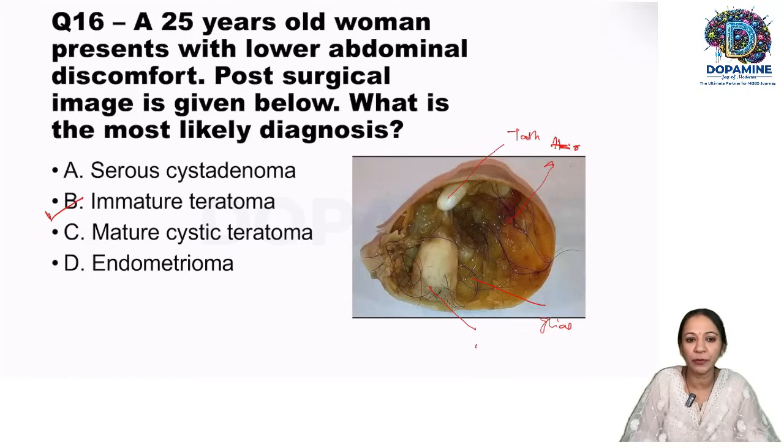Very straightforward question. Serous cystadenoma: serous tumors will usually be bilateral. Endometrioma is a distractor. It has nothing to do with any tumors. The terminology itself is a misnomer.